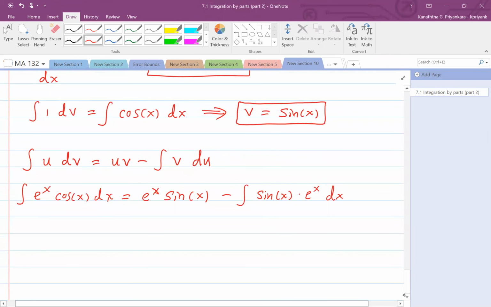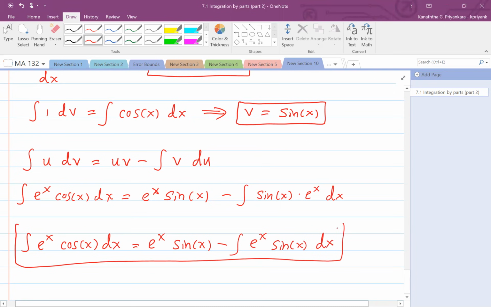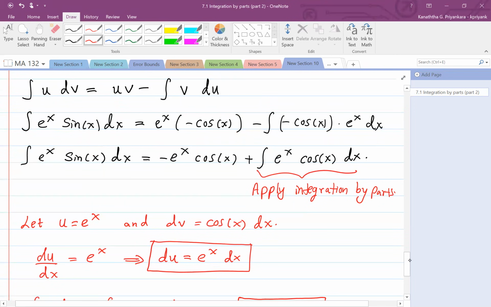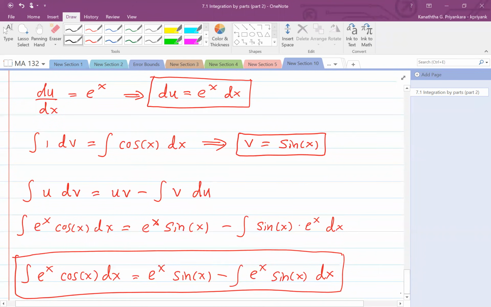Now we can rearrange. So we have integral e to the power x cosine x dx is e to the power x sine x minus integral. So I will write down e^x first and then sine x dx. So we have this integral. Now we can substitute this integral to this equation. So this is our equation 1. Now we are going to substitute this to equation 1.